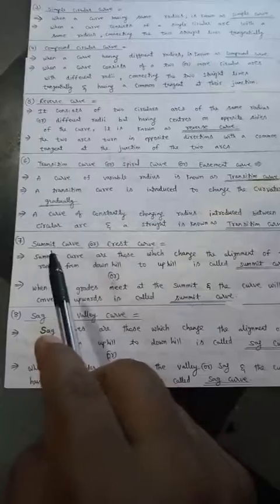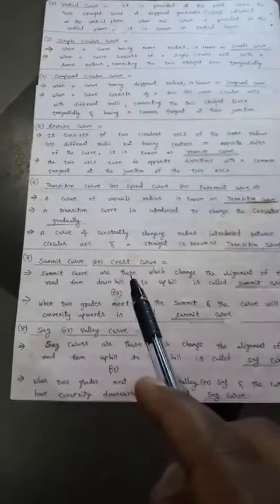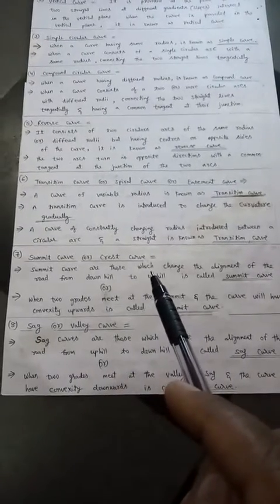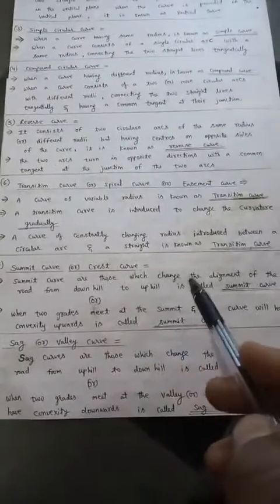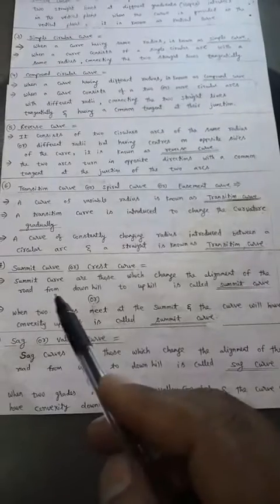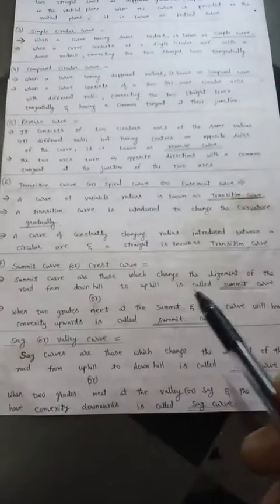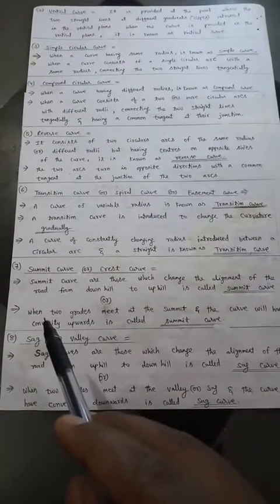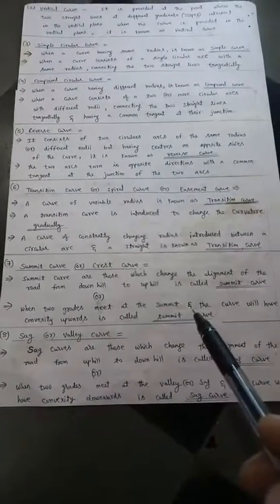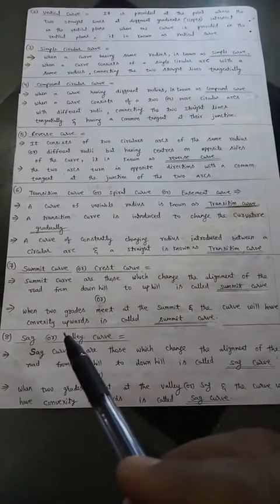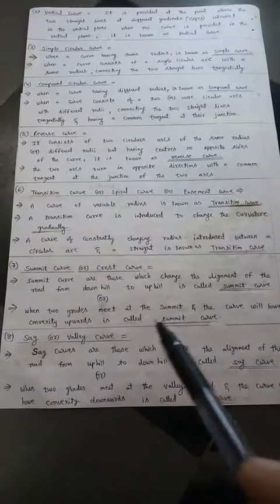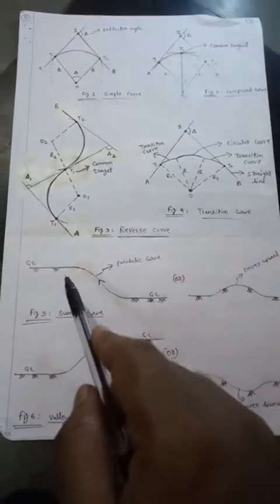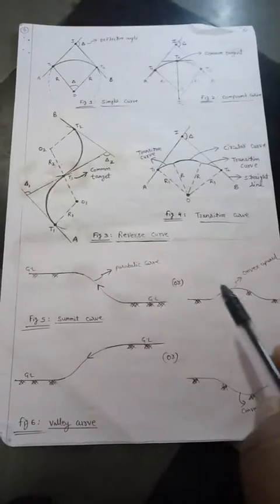So next definition is summit curve or crest curve. Definition: summit curves are those which change the alignment of road from downhill to uphill. One more definition here: when two grades meet at the summit and the curve will have convexity upward, it is called summit curve. So these are the two diagrams here, summit curve.